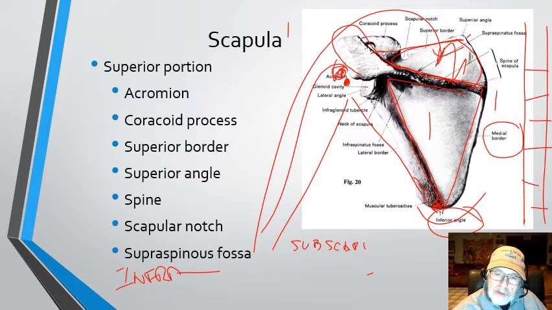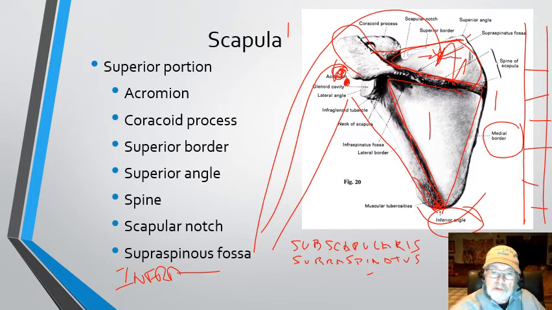We had our subscapularis. I apologize for the writing. For some reason, you can't write too well on these screens. And that's the one on that anterior side that we saw in the last image. Okay. Then we had our supraspinatus, which is that one up in here, okay? If we look up in here, it's this one up in here. We have our infraspinatus, which is basically one that sits down in here.